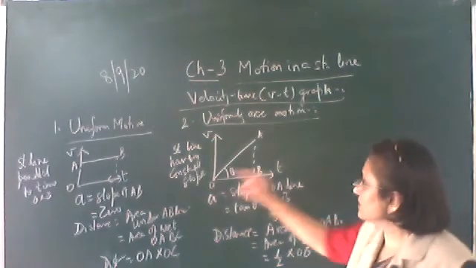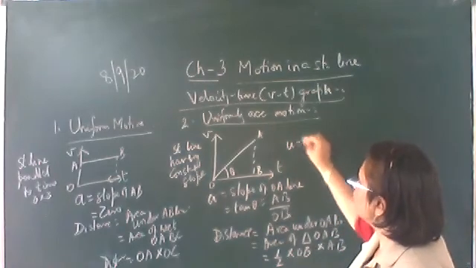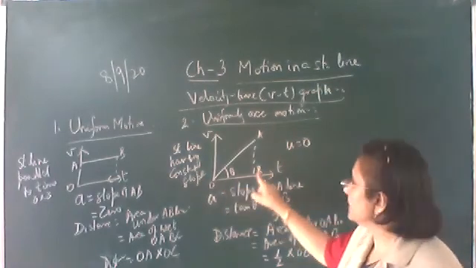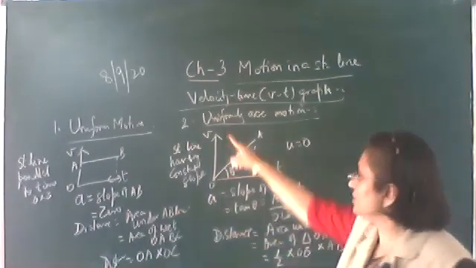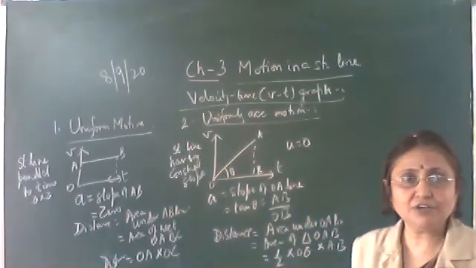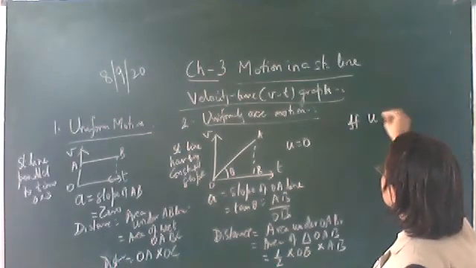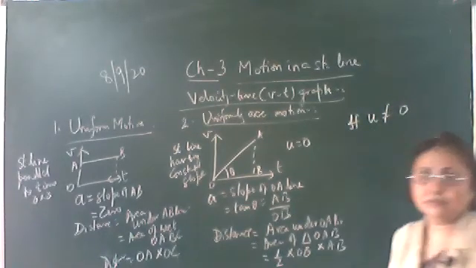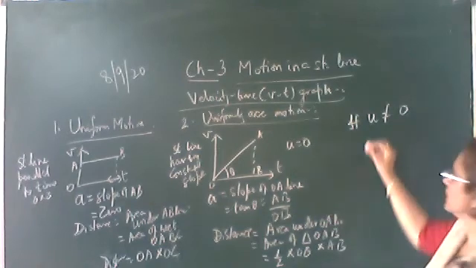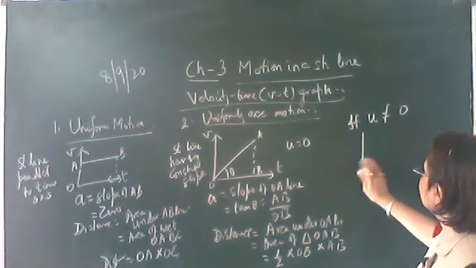This is the case when the initial velocity is 0. At t equal to 0, the velocity you can see is 0. So the initial velocity is 0. If the initial velocity is not equal to 0, then how will the graph be for uniformly accelerated motion?